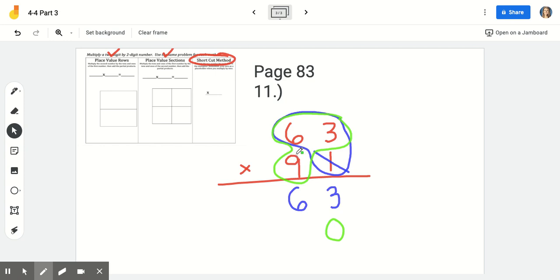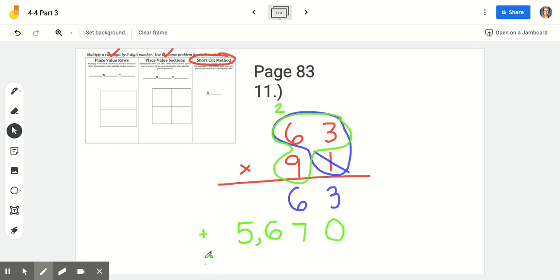63 times 90, we're going to start with 9 times 3, which is equal to 27. A 2 goes above the 6, and the 7 goes in the 10 spot into our product. And then we have 9 times 6, which is 54, plus 2, which is 56. And since I don't have any other steps to take with our multiplication, both digits are going to go into our partial product. The 5 and the 6 goes below here. And now we have our answer. 63 times 90 is equal to 5,670.